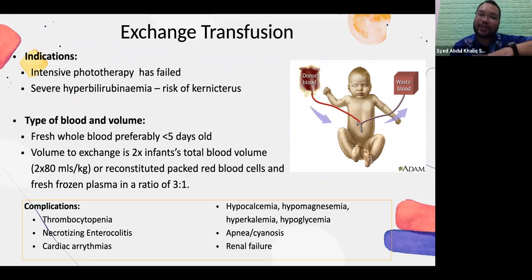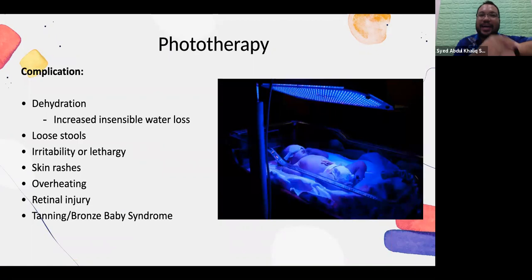And we no longer use fluorescent light because it produces heat. If you look at the complications, look at the next one. Okay, dehydration. Why dehydration? Because of the heat being produced. Now with LED and fiber optic, our problem is actually not hyperthermia, our problem is hypothermia. Why? Because LED doesn't produce heat. We have to undress the baby, exposed in our air-conditioned ward. So it's very cold, and we need to maintain the baby's temperature.